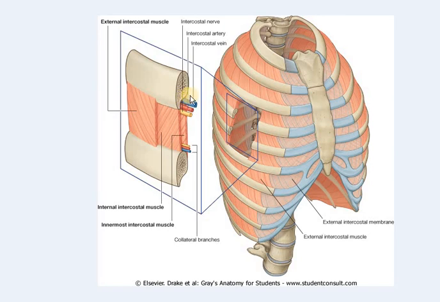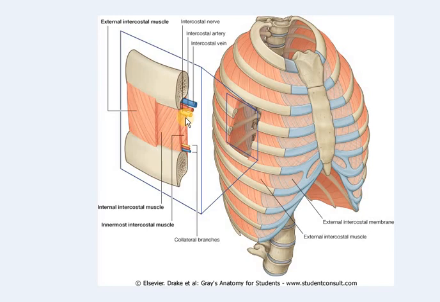You can see in this picture that this one is the neurovascular bundle, this one is the intercostal artery, this one is the intercostal nerve, and this one is the intercostal vein. So this neurovascular bundle lies between these two layers. With the help of this neurovascular bundle, you can separate the two layers, the internal intercostal muscle and the innermost intercostal muscle.